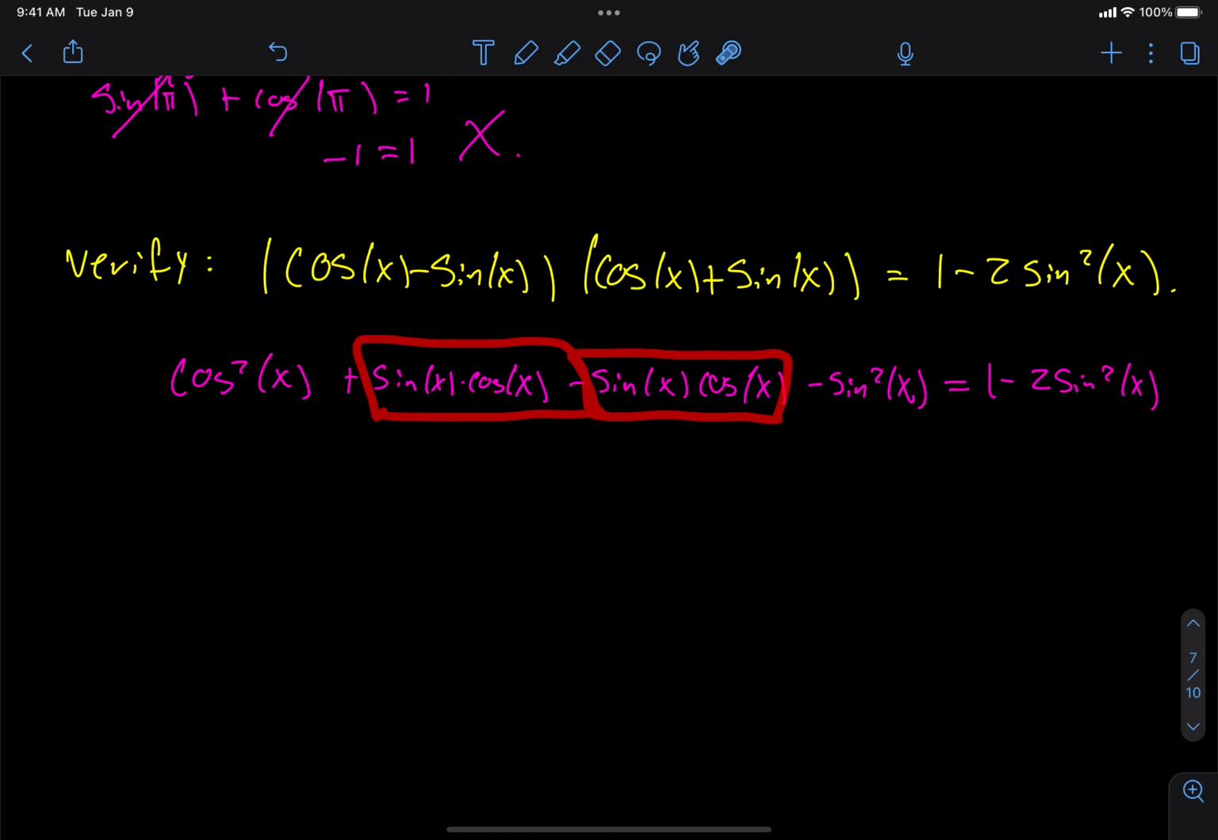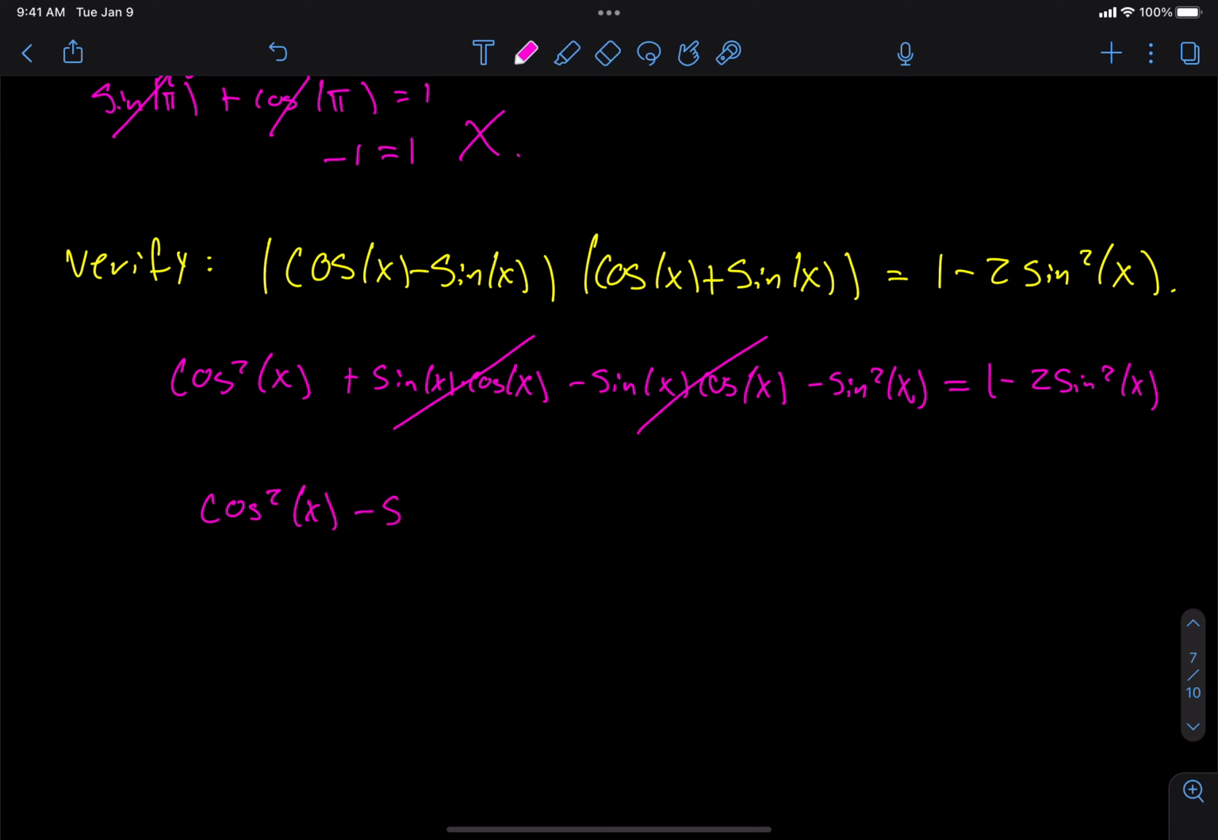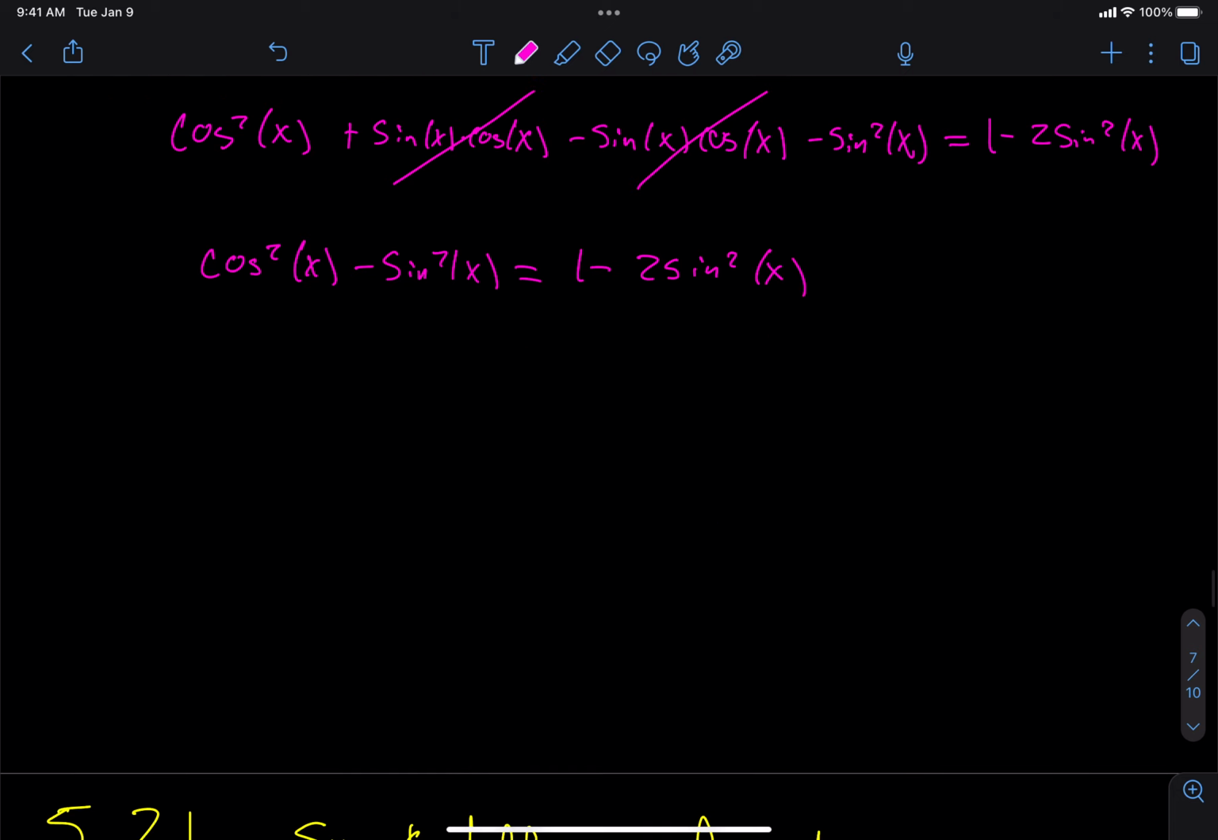If I add something and then subtract it right away, those cancel with each other, and I am left with cosine squared of x minus sine squared of x is equal to 1 minus 2 sine squared of x. And now I'm going to show you three different ways to finish.